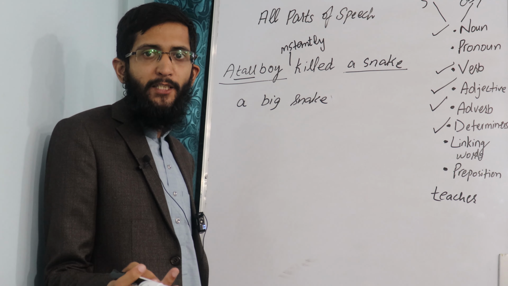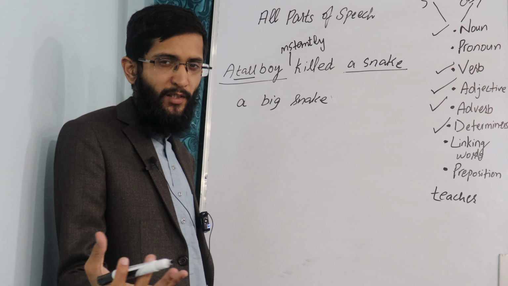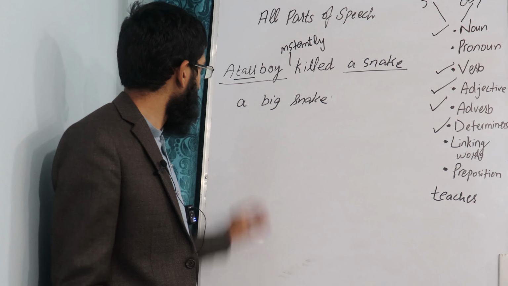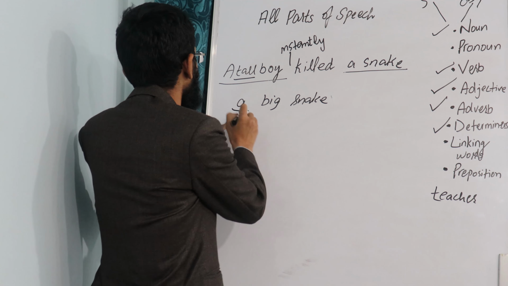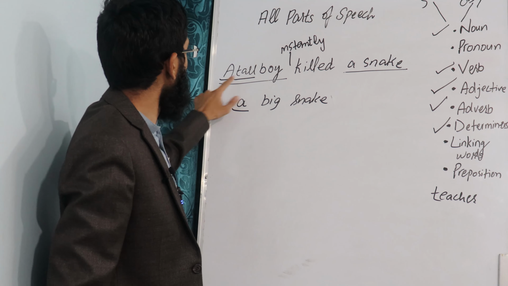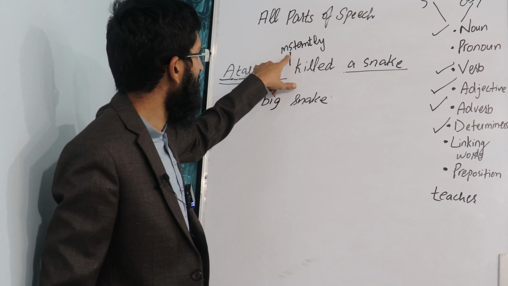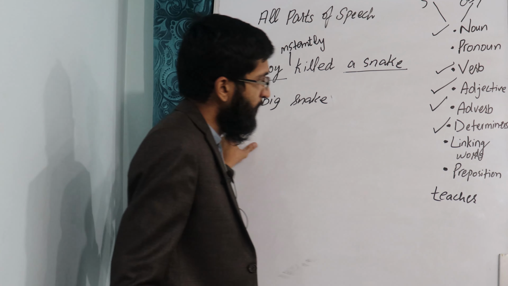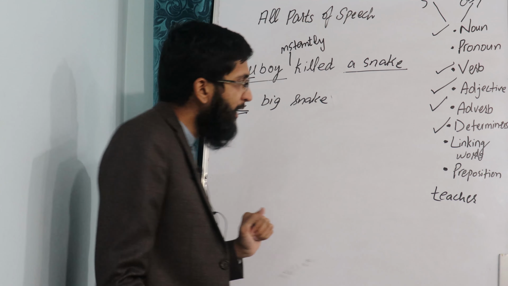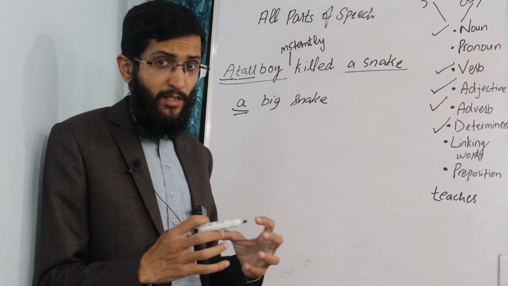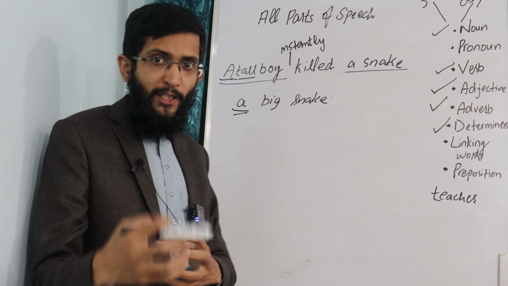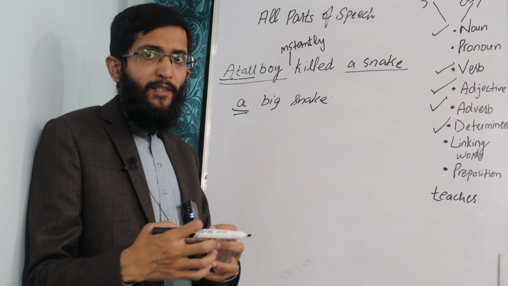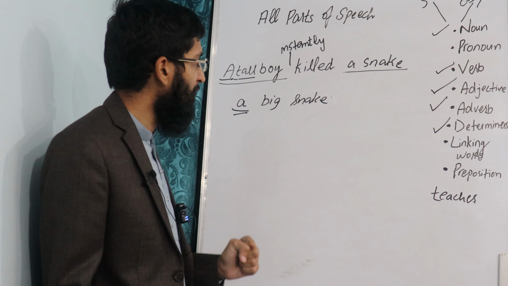Determiner. What are determiners? A and the, this, that, these, those, my, your, her, their. So a determiner. A tall boy instantly killed a big snake. A again determiner. Now linking words. We need linking words. And, but, so, therefore, that is why, however, these are linking words.